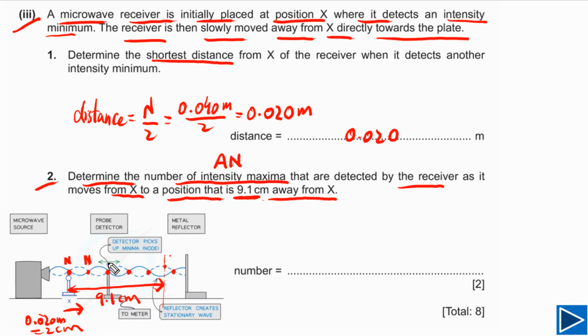So the distance between X and the new position here is 9.1 centimeters. Now the question is asking us to determine the number of intensity maxima. So this is one intensity maxima, this is 1. Here we have the second one, here the third one, this one will be the fourth, and this one is the fifth. So the total number of intensity maxima detected by the detector when it is moved from X to the new position, 9.1 centimeters away from X, is 5.